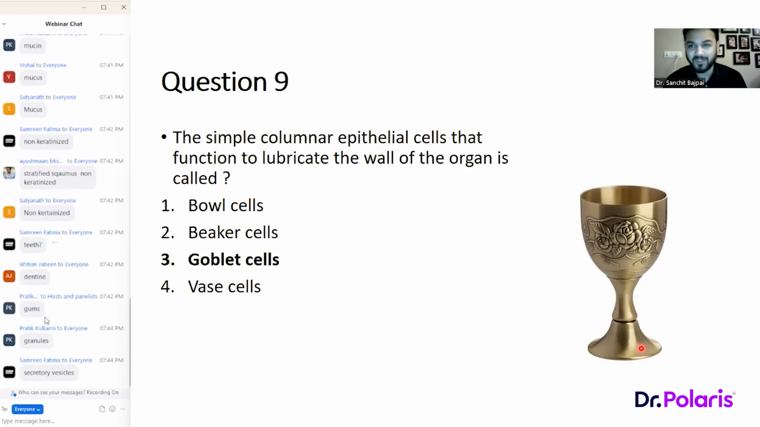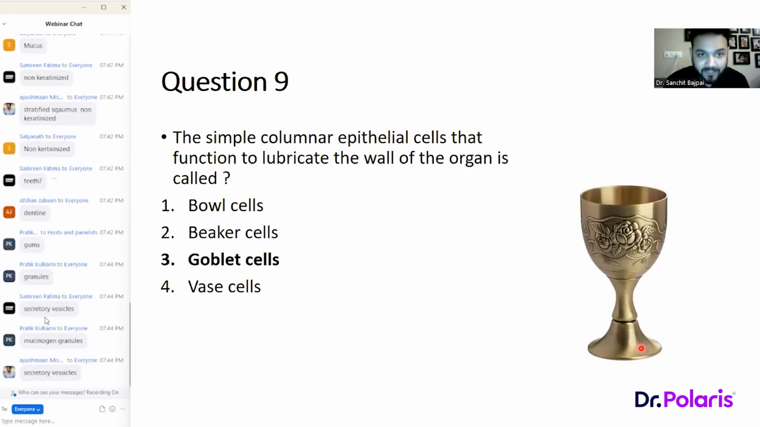Granules. Okay, to be a little precise, vesicles. Correct. So Samreen has got the right answer. These are vesicles. Okay. So Pratik, these are not granules. These are vesicles, and these are secretory vesicles which are present towards the apical side of the cell, and they are filled with mucin. That's why they are called goblet cells.